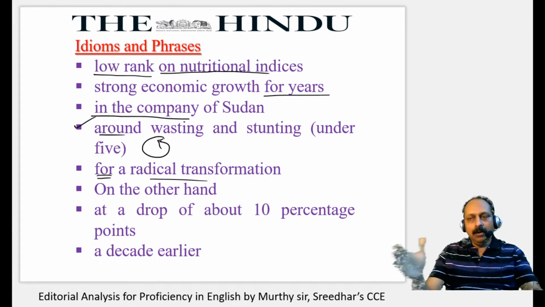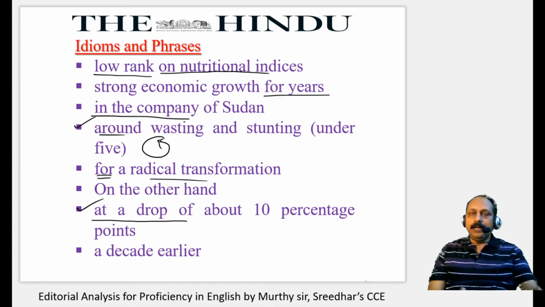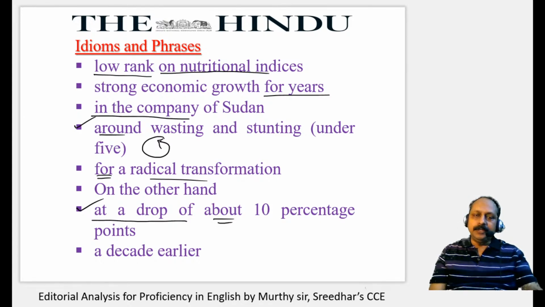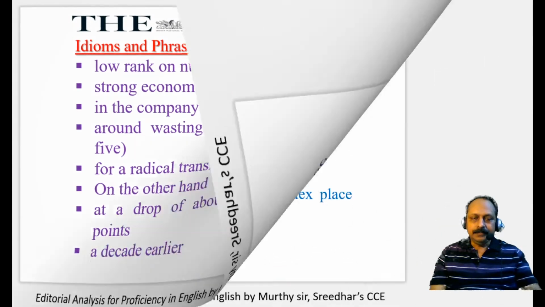On the one hand, on the other hand, at a drop of about 10 percentage points, at a drop of, this is also an important phrase, about means approximately 10 percentage points. A decade early is not correct. A decade, 10 years, a decade earlier.